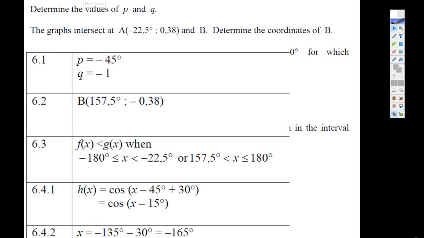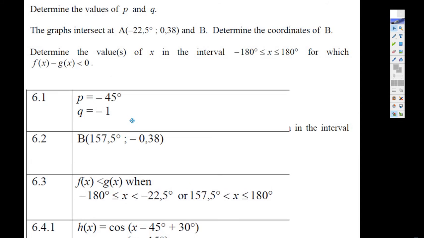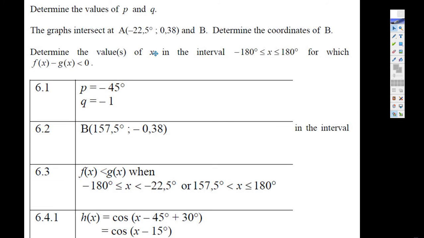The next question says, determine the values of x. And I did this in class. There's a much easier way to do it than the way I was thinking about it in class, where f of x minus g of x is less than 0. Well, just add g of x. And the question is, where is f less than g? Where is it below g?